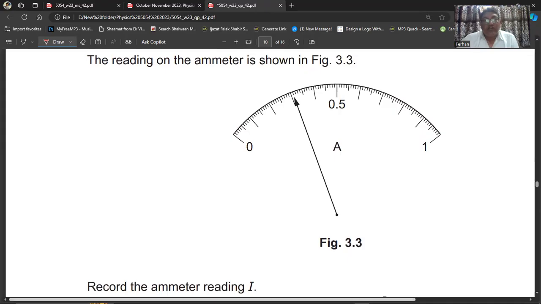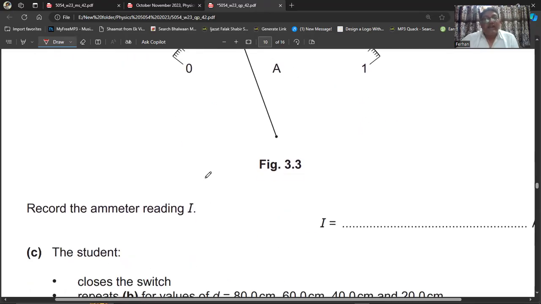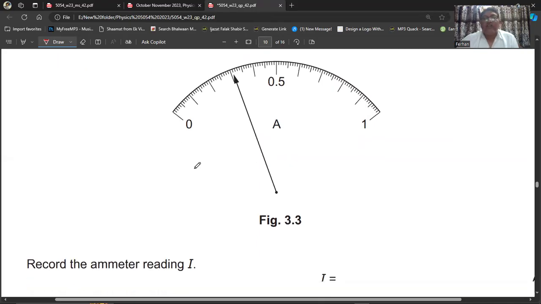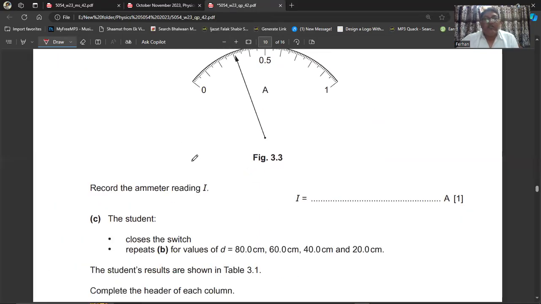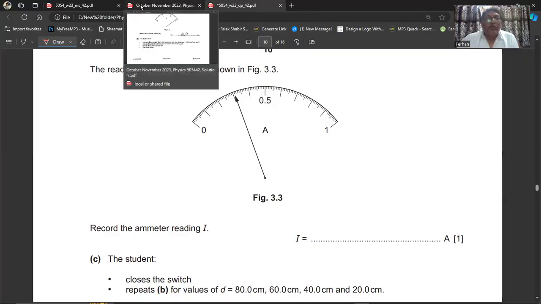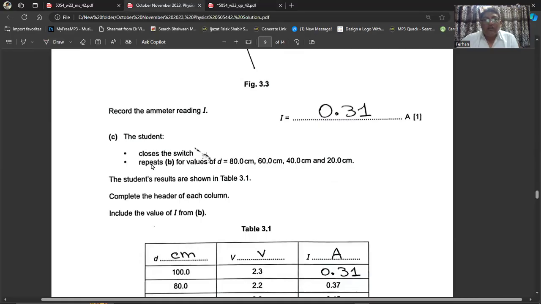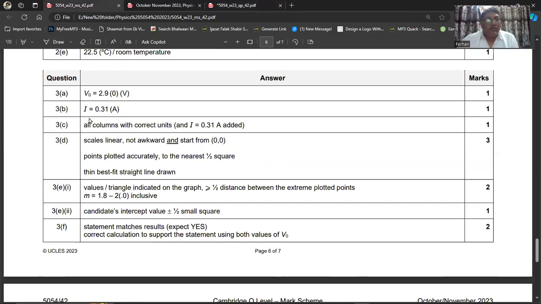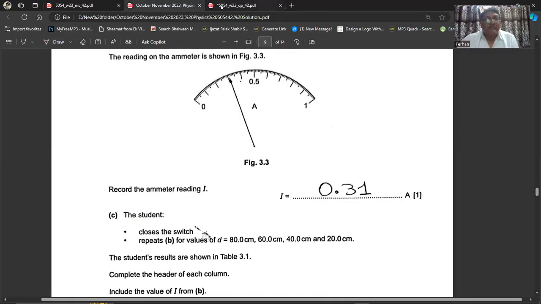So let me tell you how much is this reading. Record the ammeter reading I. Okay, very simple. This is 0.1, 0.2, 0.3, 0.4, 0.5. Okay, so this is 0.3, 0.31. Yeah, 0.31 is the reading. The reading is 0.31. So note it here, 0.31. The reading is 0.31 ampere. So our answer is right.